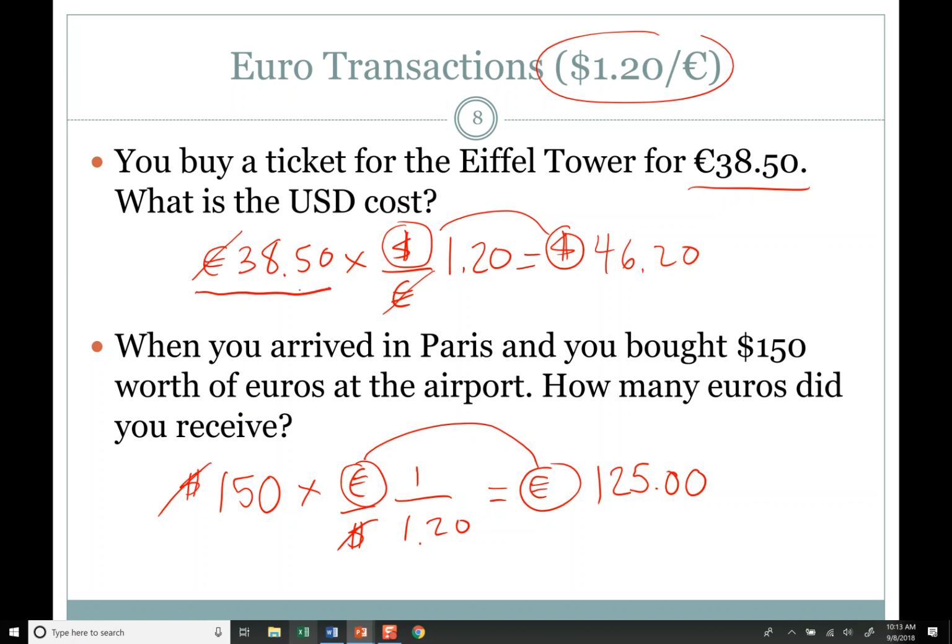Write the price of the thing you know, 38 euros. Figure out what you need. I need dollars. I want to figure out what dollars that means. Therefore, you need an exchange rate that turns euros into dollars. So the question is, do I need the dollar price of a euro or do I need the euro price of $1? Again, most of you have this intuition, oh, I should divide or oh, I should multiply.